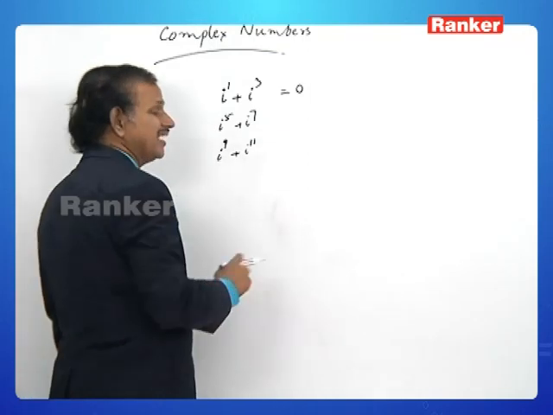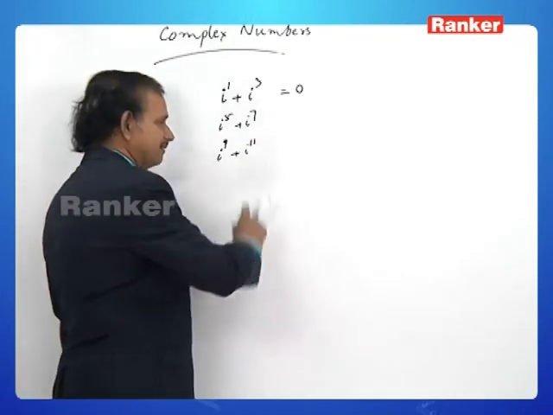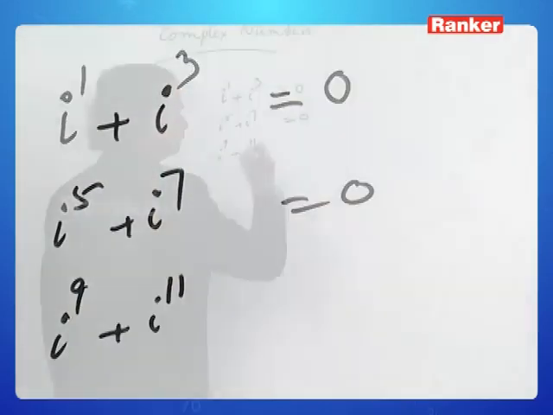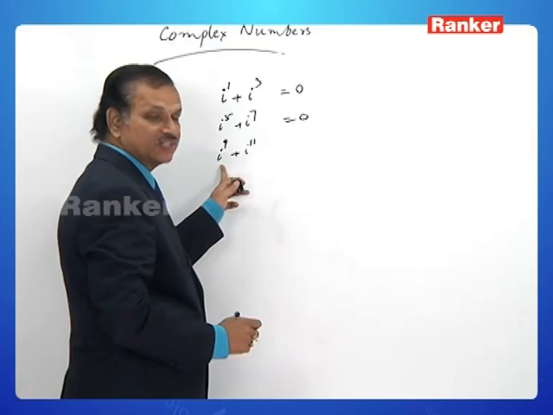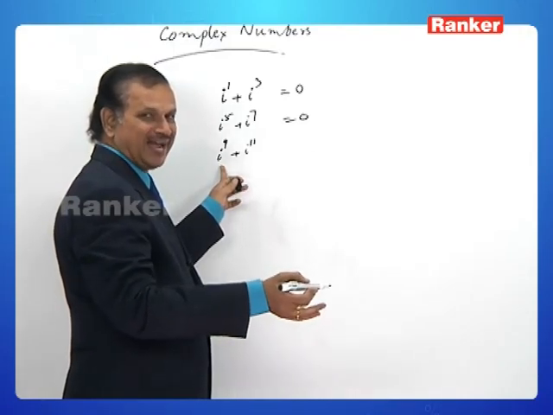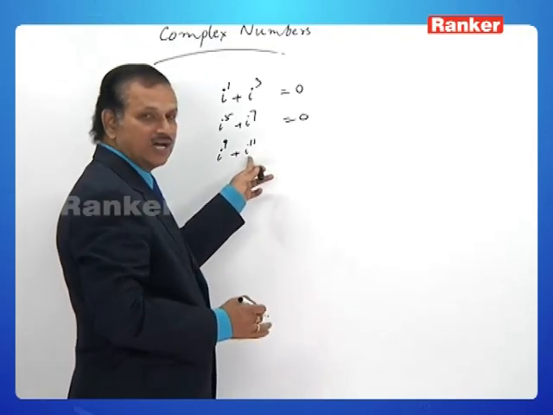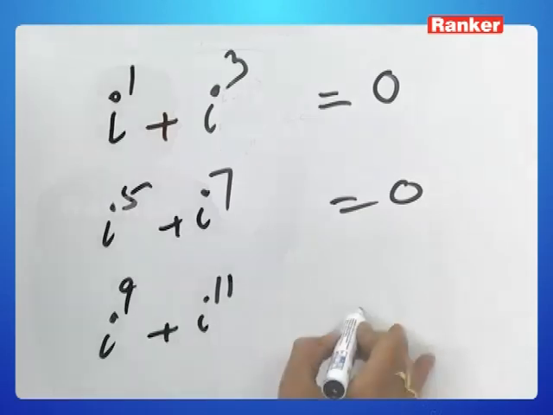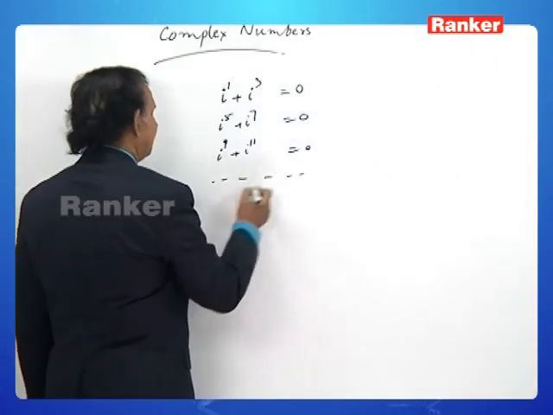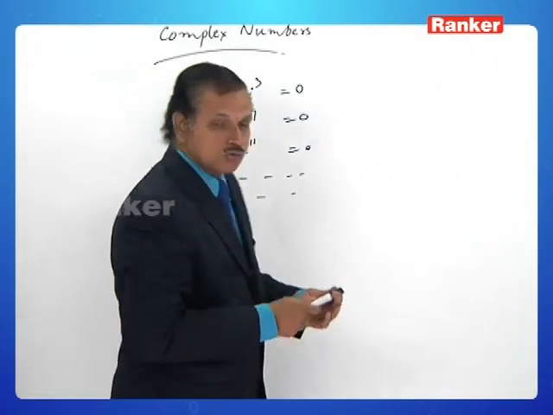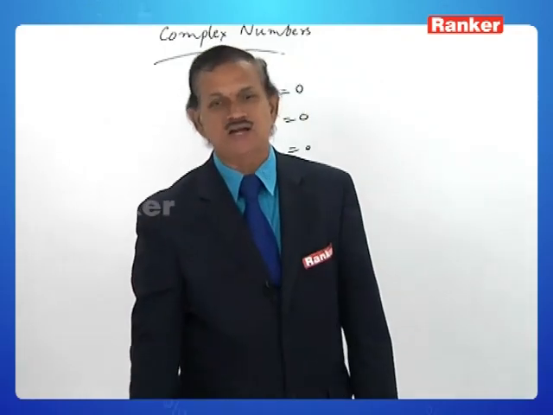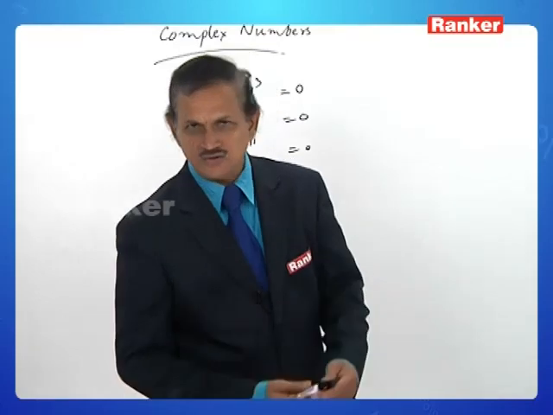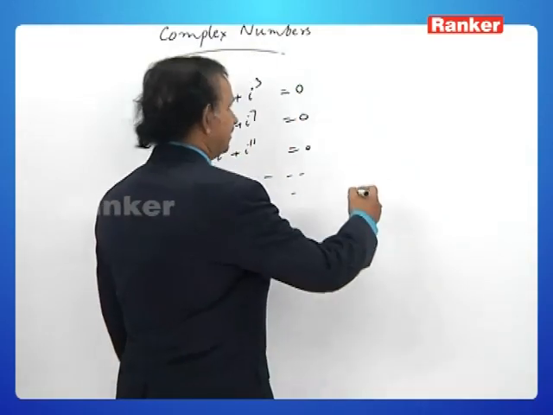i power 5 is i. i power 7 is i cube. i plus i cube was already 0. i power 9 is i power 8 into i. i power 11 is i power 8 into i cube. Again it is i plus i cube, which is already 0. So any two successive odd integral powers of i sum to 0.